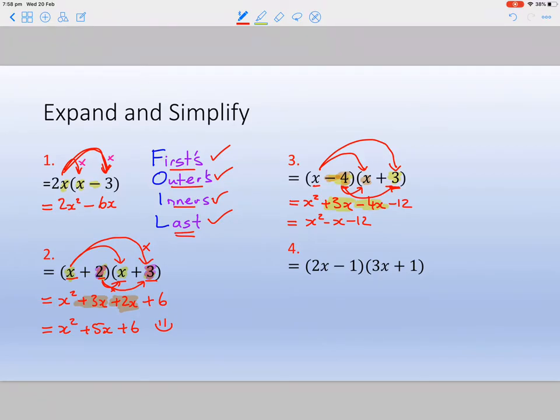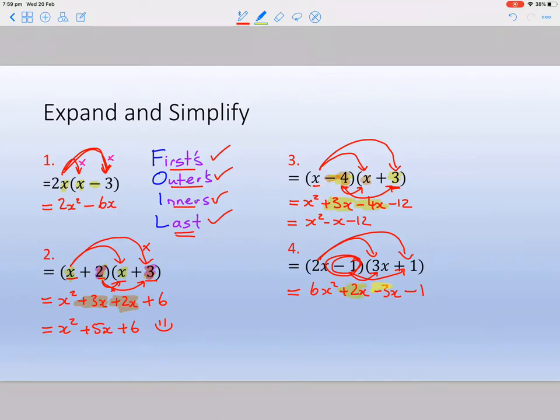Okay, the last one's a bit trickier. I'll be very impressed if you get it. So I'm going to do the FOIL thing. I'm going to go first. That's 2 times 3. That's 6. And there's 2 x's, so it's x squared. The outer's 2x times 1. Well, that's just 2x, because anything times 1 is just itself. And then I've got minus 1 times 3x. Well, that's just minus 3x. And then I've got that minus 1 again with the last times 1, and that's just minus 1.